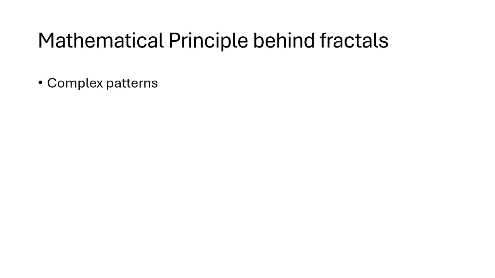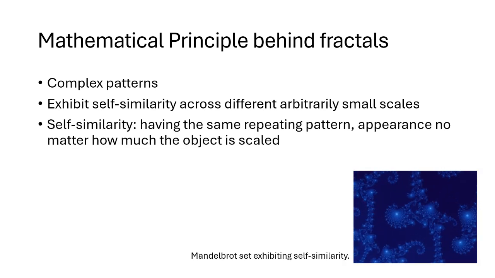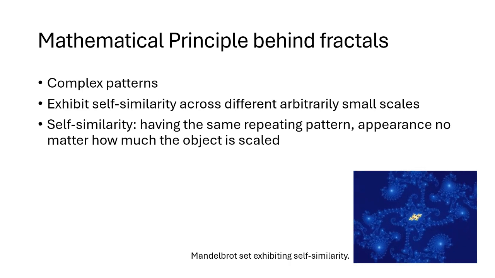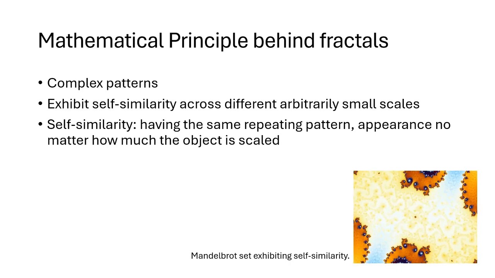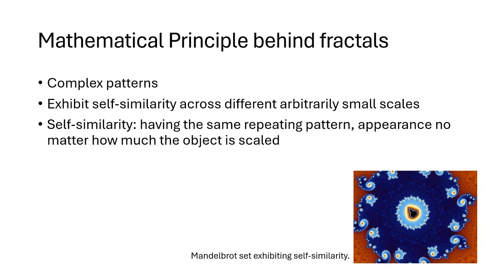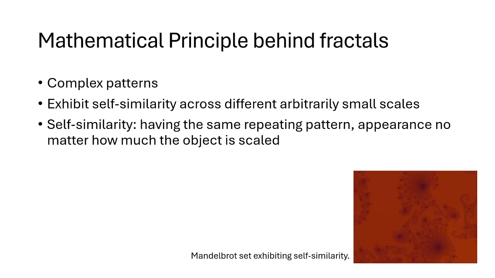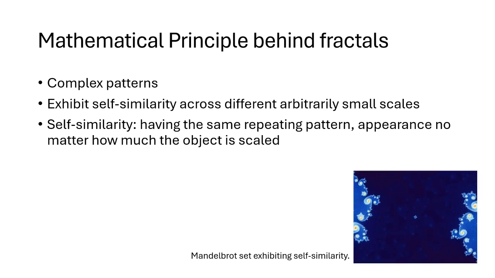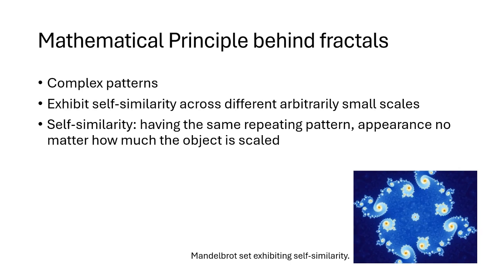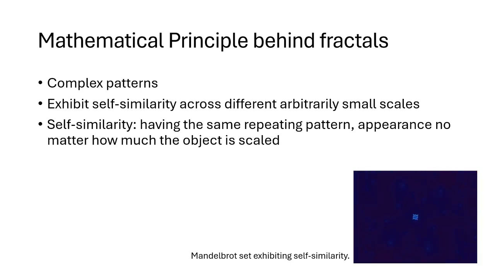So a fractal is a complex pattern that exhibits self-similarity across different arbitrarily small scales. So what is self-similarity? It is basically a property of an object where no matter how much the object is scaled, this object will still have the same repeating pattern. So in the bottom right corner, I have a GIF of the Mandelbrot set, which does also exhibit self-similarity because it is also a fractal. When you zoom it in, you scale it, you will see that the Mandelbrot set exhibits self-similarity.